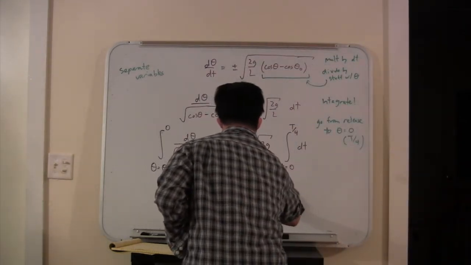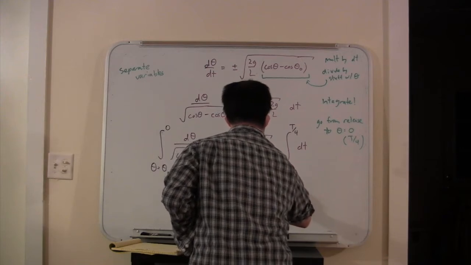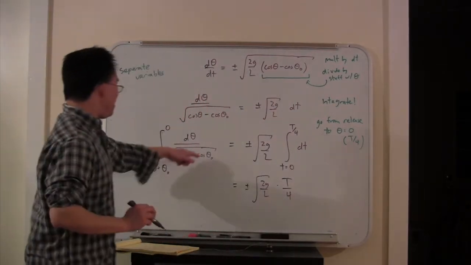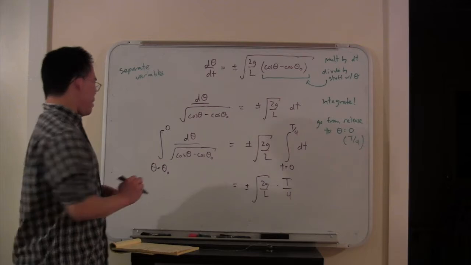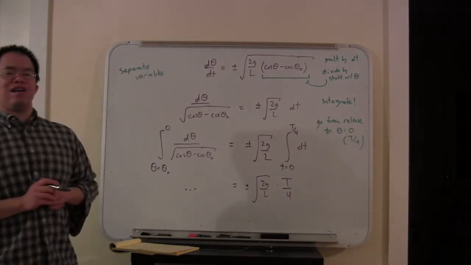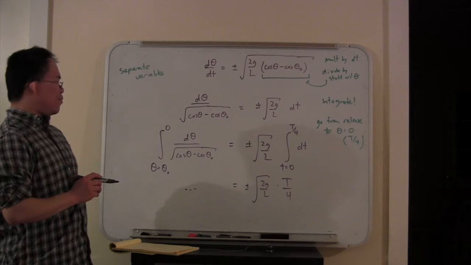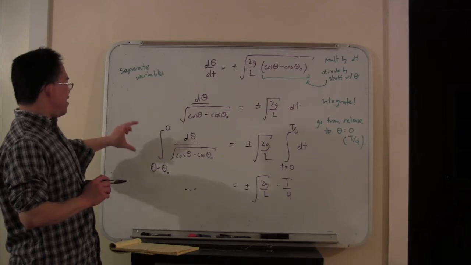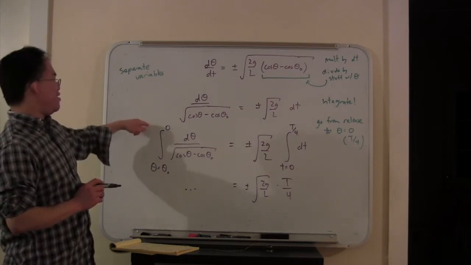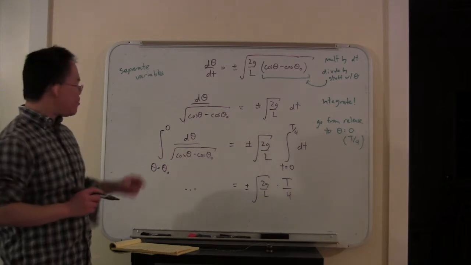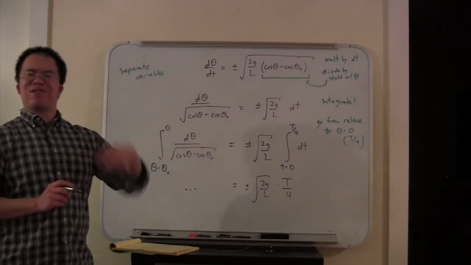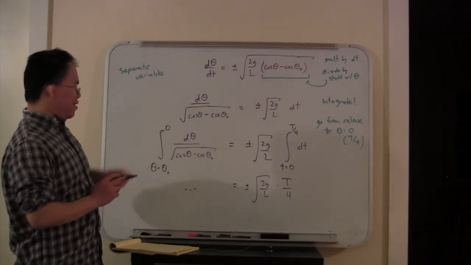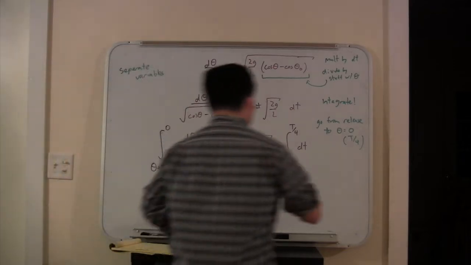So I end up with plus or minus root 2g over L times t over 4 equals all of this, right? I'll just write that as dot, dot, dot. We're getting somewhere. The only kind of weird thing is that I have now this integral going from theta naught to 0. Most of the time we like to start our integrals with a smaller thing as a lower limit. So I'm actually going to take the opportunity to flip the sign here.